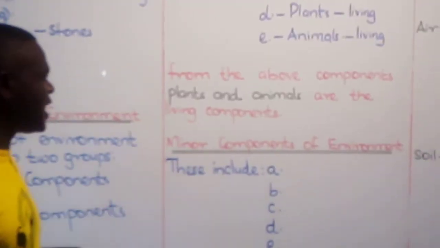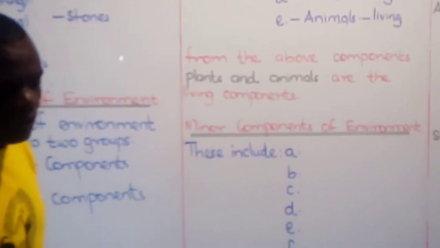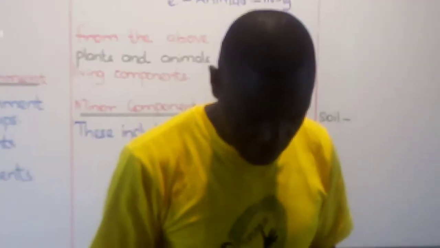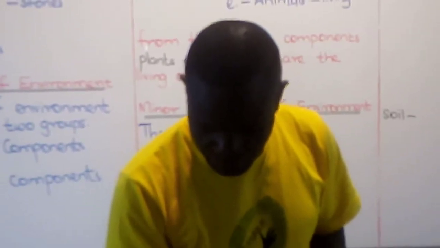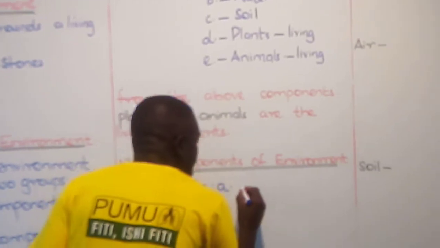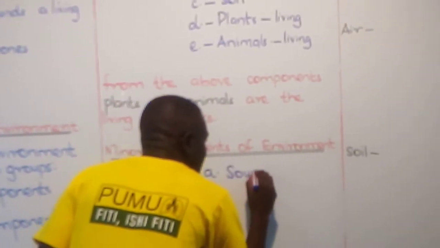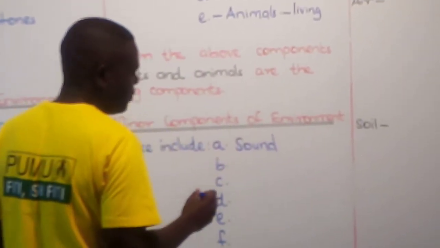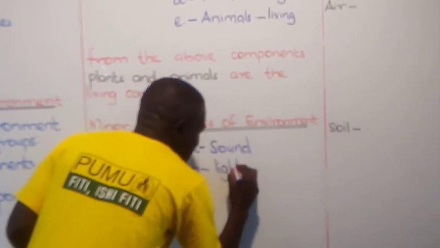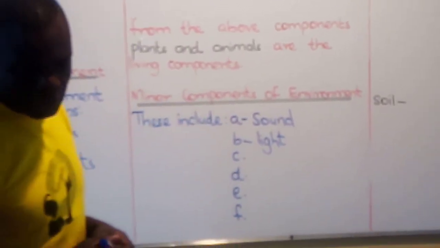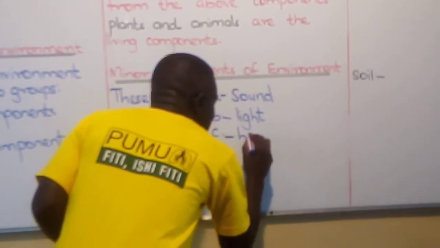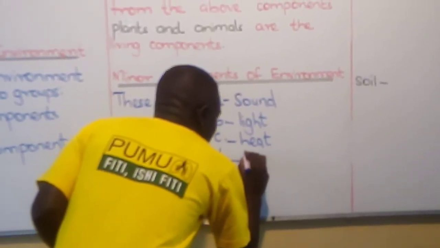Let's mention some minor components of environment. There are so many minor components of environment. That's where we find sound. We find light. Light is a minor component of environment. We can find heat. We can find buildings.